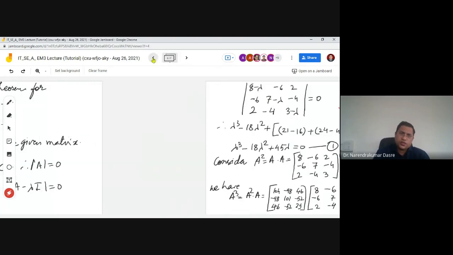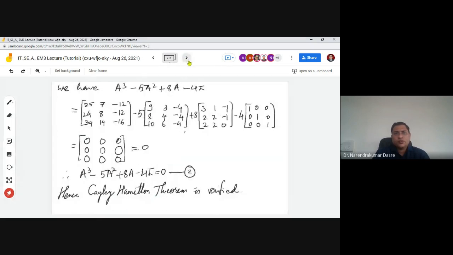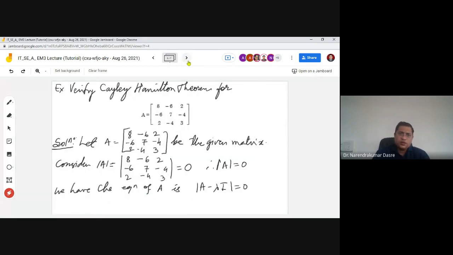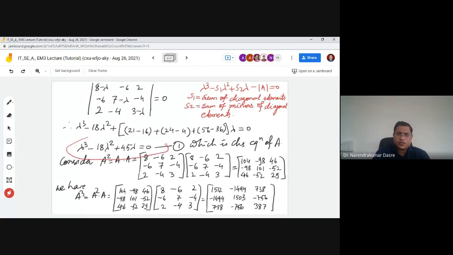And what does this theorem say? This theorem says that every square matrix satisfies its own characteristic equation. So the first target is to find the characteristic equation. Once you know it, we need to show that it is satisfied by the matrix. Here we calculated the characteristic equation.